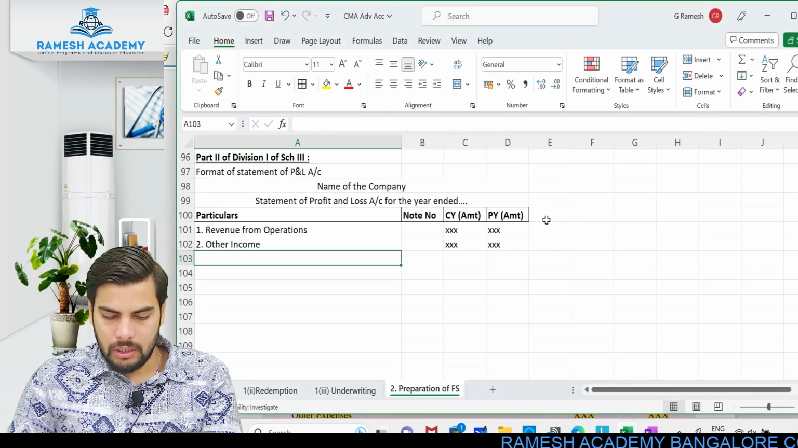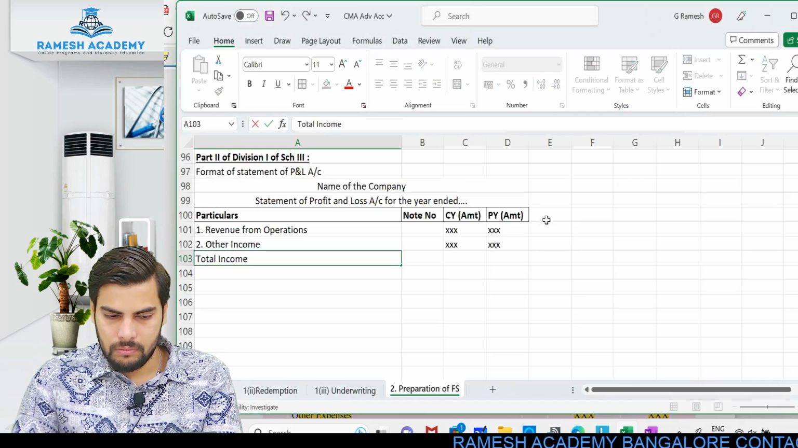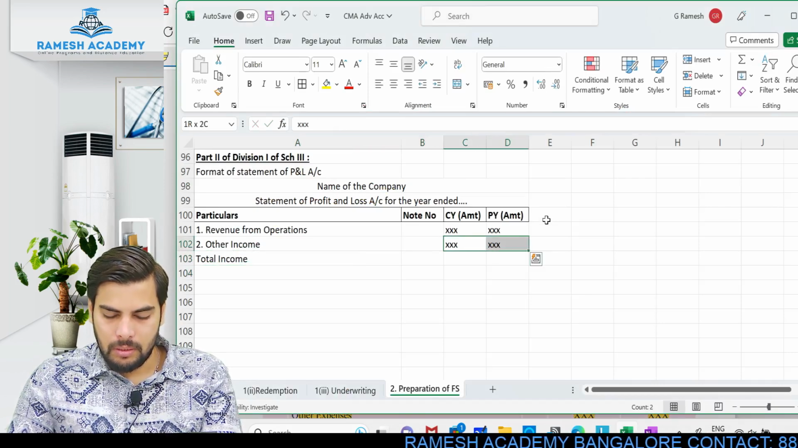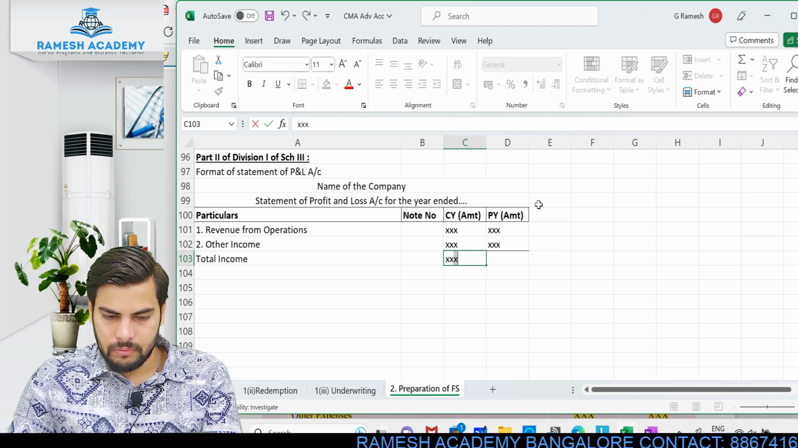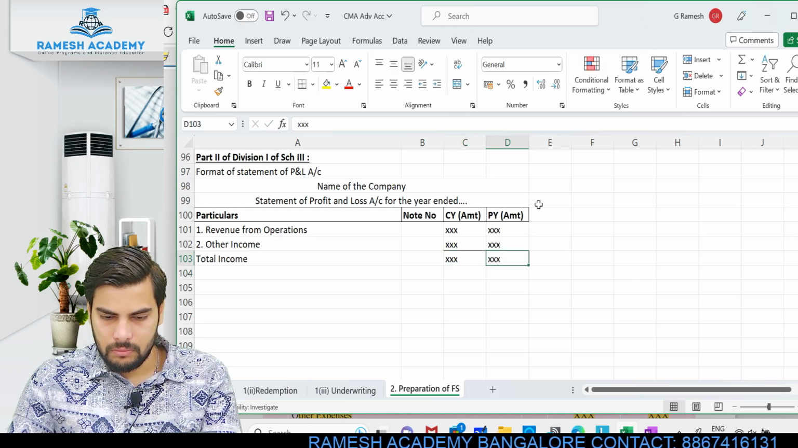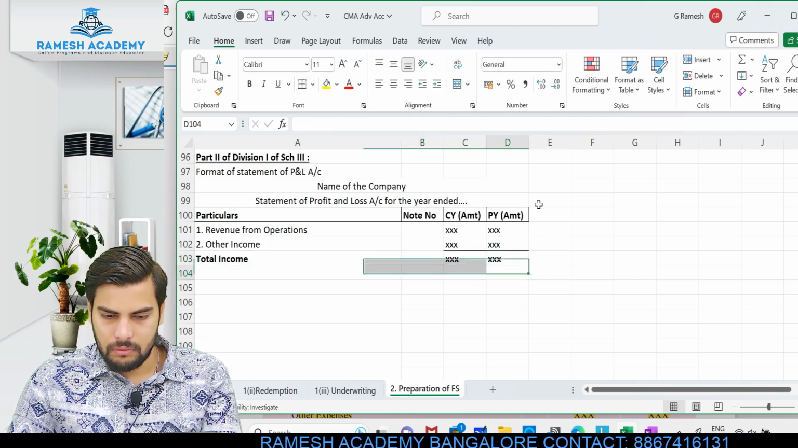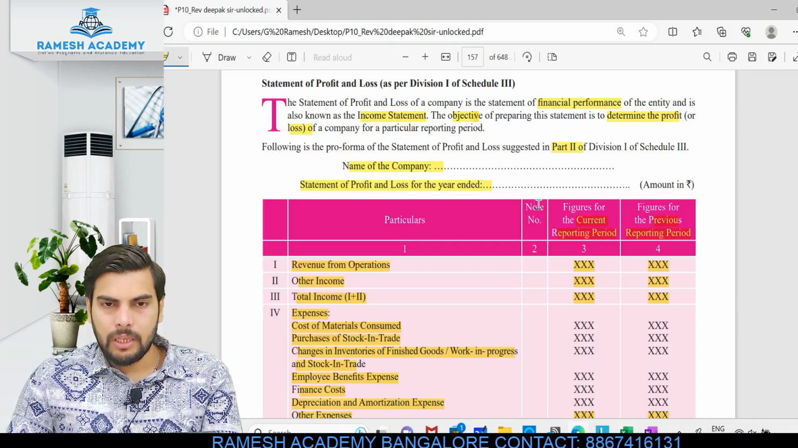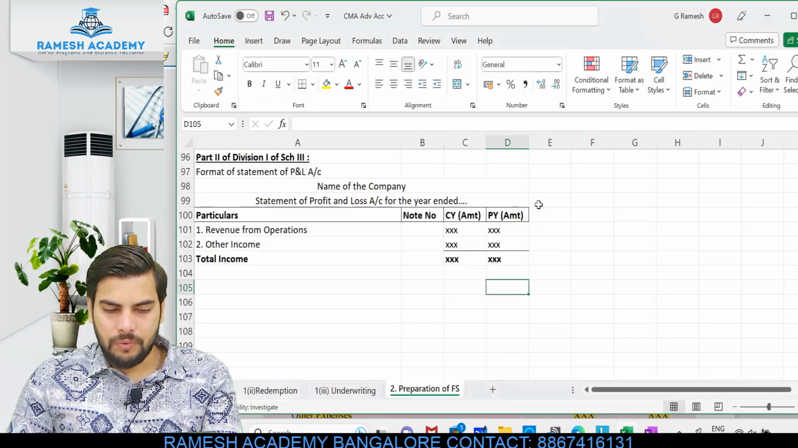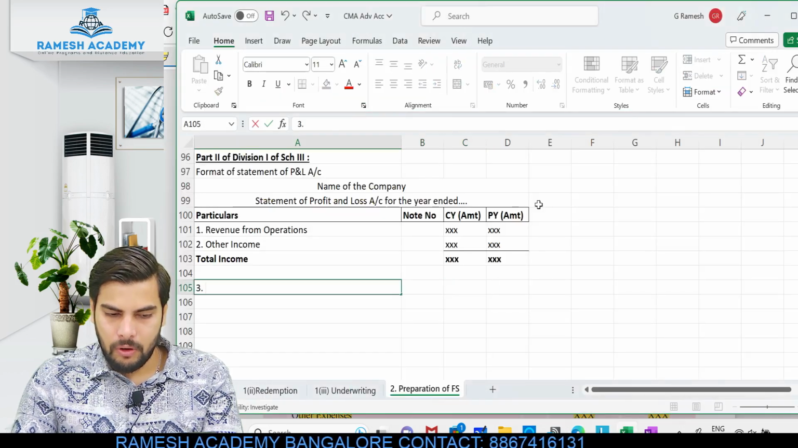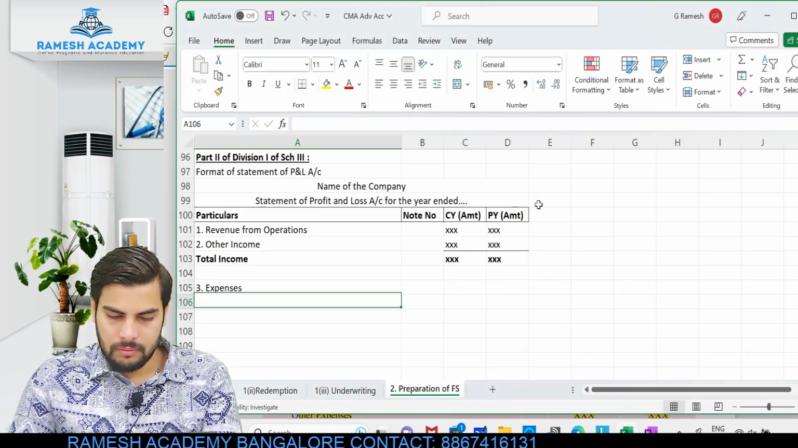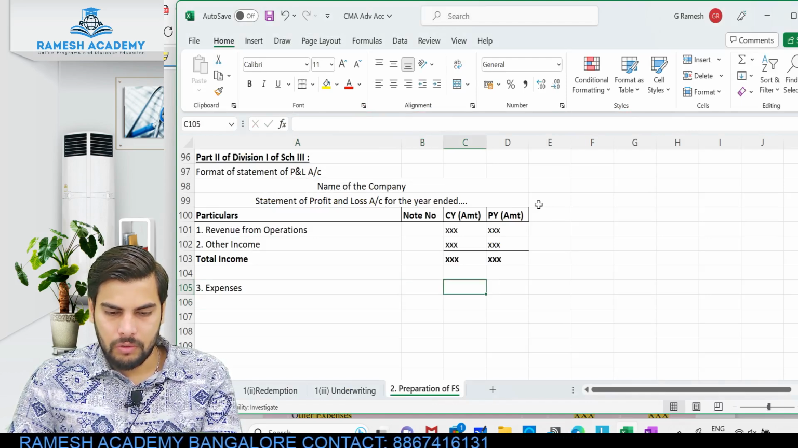So total income is nothing but the sum of these two. Clear? This would be the total income. After this, from the total income, we'll have to keep on reducing the expenses.